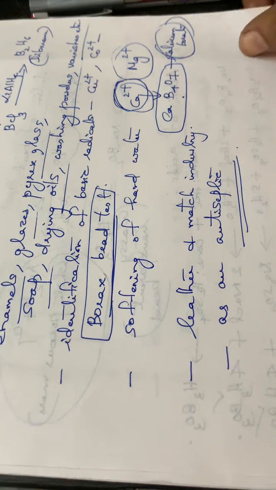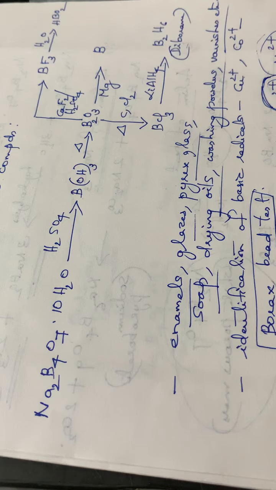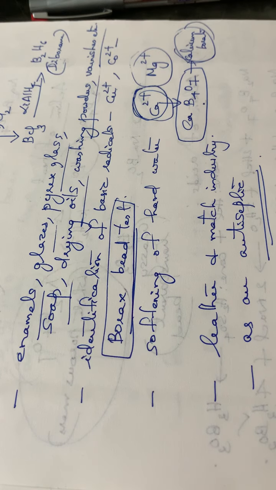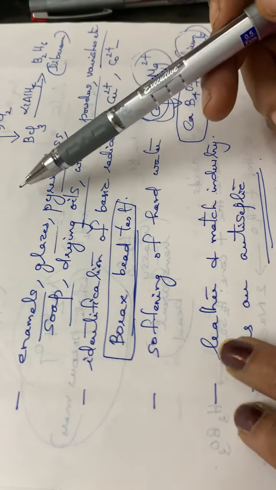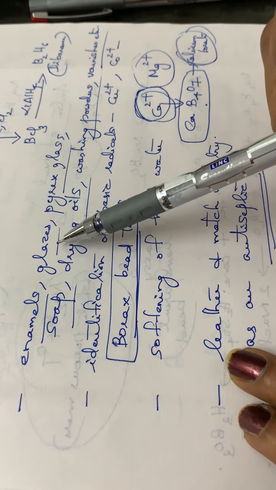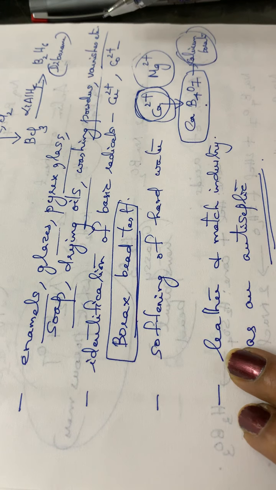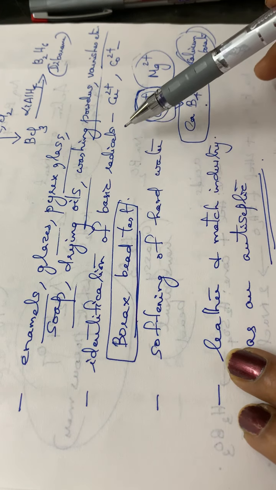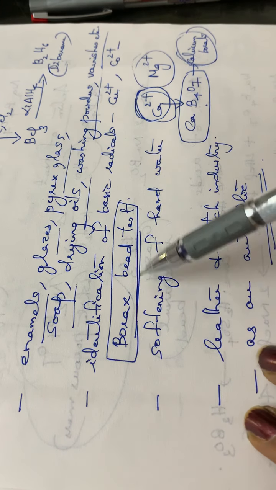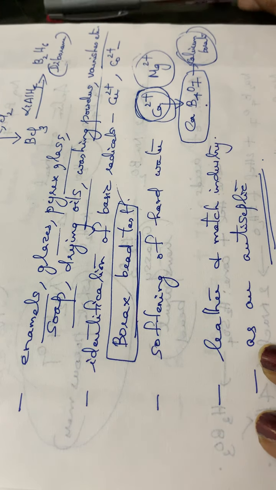So you have to study the uses of borax as well. Sometimes it might be asked in your examinations. Okay, so I will be telling you once more the uses of borax. It is used in the preparation of several boron compounds. Second one, used in the manufacture of enamels, glazes, Pyrex glass, etc. Then the next one, used in the identification of basic radicals like Cu2+, Co2+, etc. And the test is called the borax bead test.